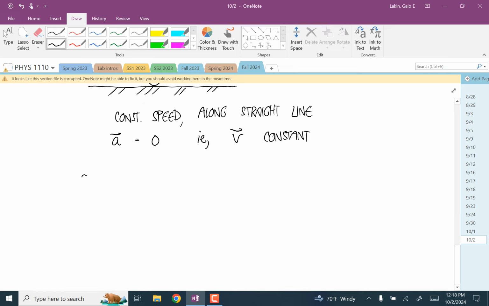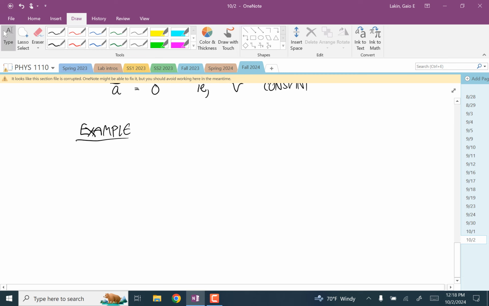Okay, so now let's go to some where we will have parts of acceleration. So let's say now that this object is slowing down as it rolls up this ramp.